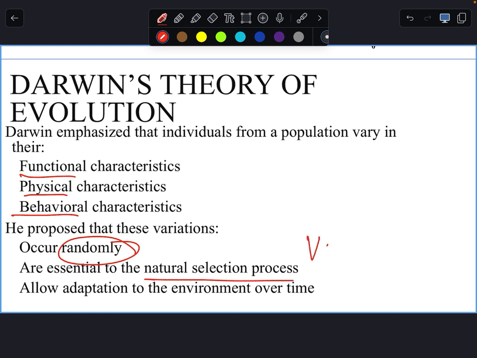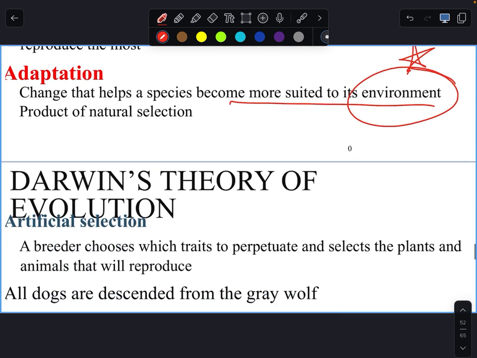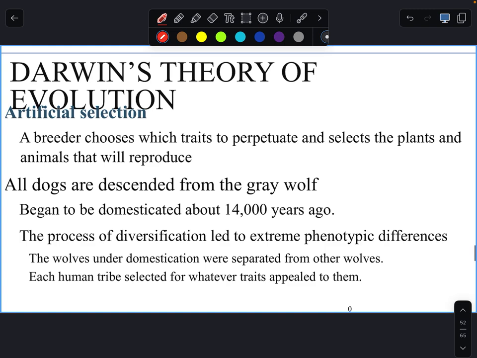Yeah, if you don't have any variation, what can you select on? So you have to have variation, and then allow adaptation to the environment over time. Okay, so fitness is reproductive success. The most fit individuals will outcompete and pass those genes on. And that could lead to adaptation, which is change that helps the species become more suited to its, notice the key word, environment.